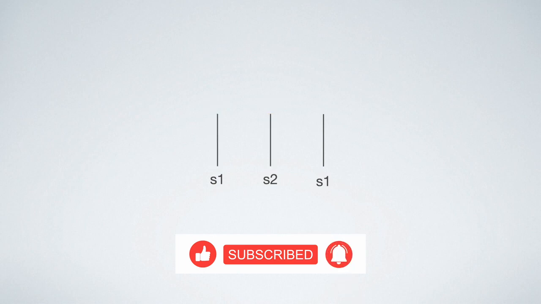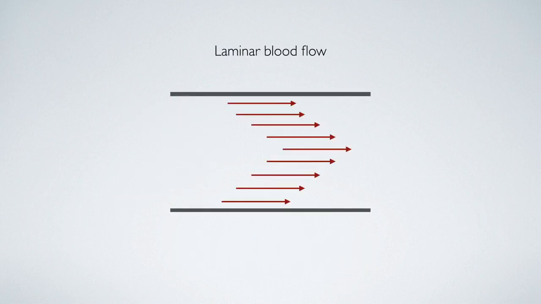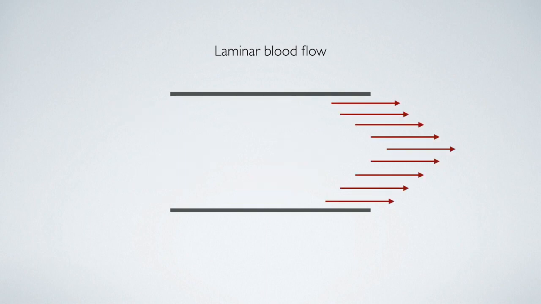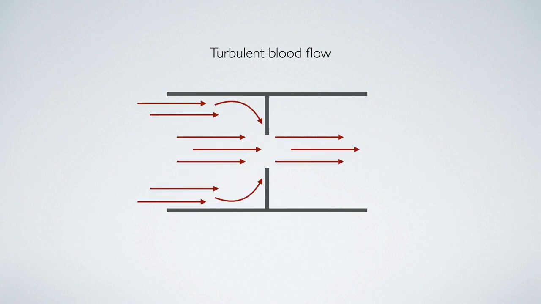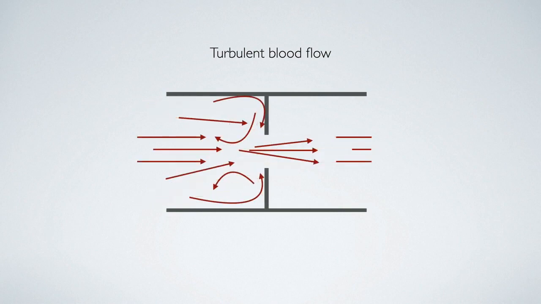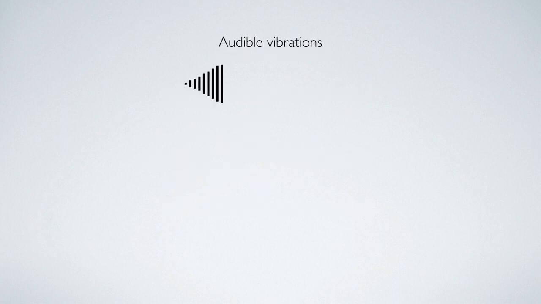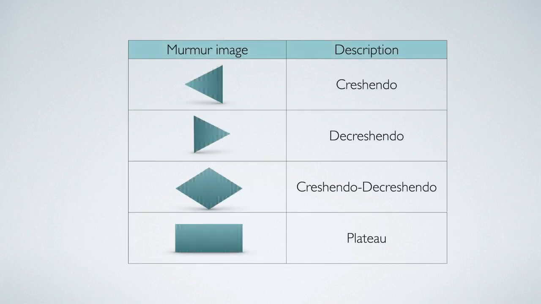Now let's turn our attention towards heart murmurs. Murmurs occur when there is a disruption of normal laminar blood flow. The disruption can be caused by physiological or pathophysiological conditions, and this leads to turbulent flow which produces audible vibrations. These audible vibrations vary in their volume based on the turbulent flow produced, and these pictorial representations of sound waves are what we use to document murmurs in our heart sounds diagram.